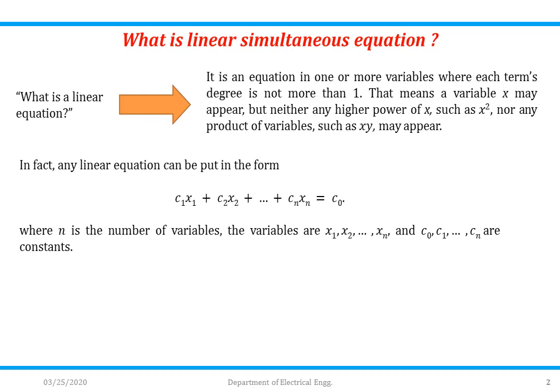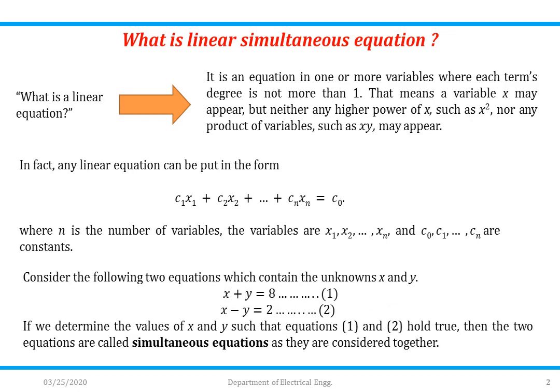In fact, any linear equation can be put in the form of c1x1 plus c2x2 plus up to cnxn equal to c0, where n is the number of variables. The variables are x1, x2 up to xn and c0, c1 up to cn are constants.